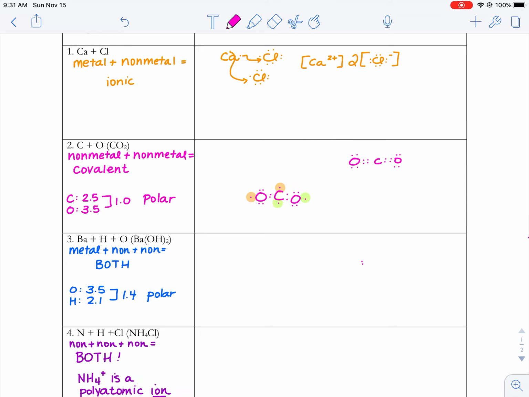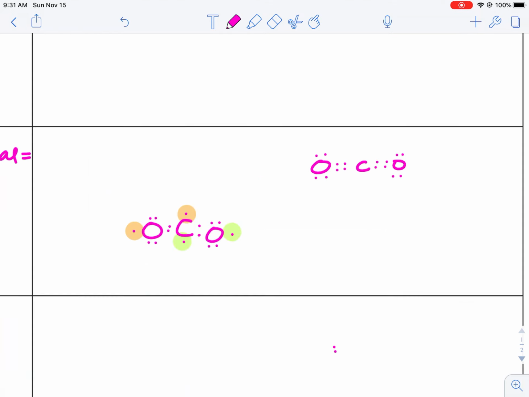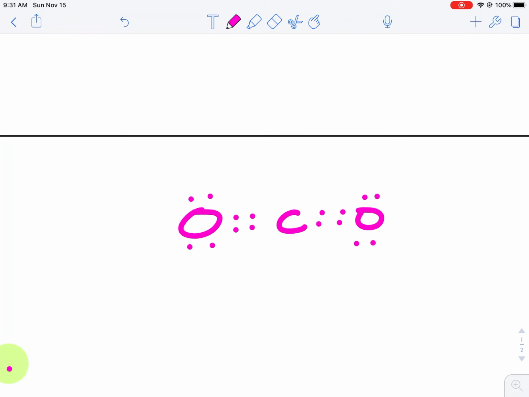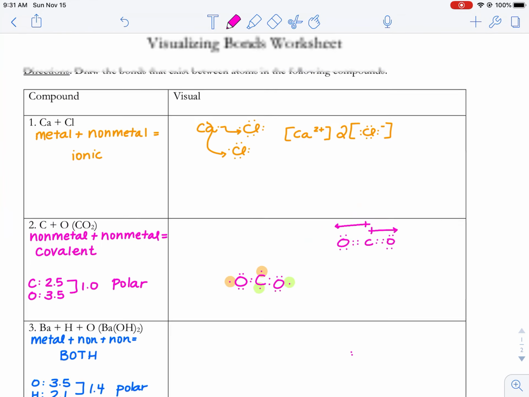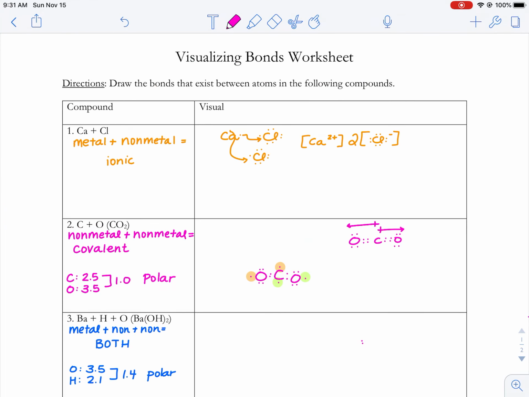Because it's a polar bond and oxygen is more electronegative, I'm going to show that using those arrows with the little hash mark. The arrows point to the atom that's hogging the electrons, and the hash mark goes at the atom that's not hogging. There we have our carbon dioxide molecule.